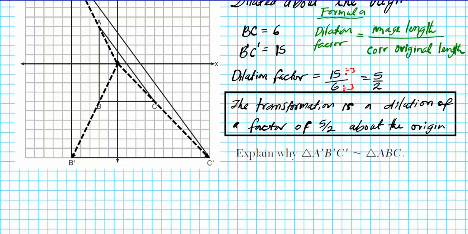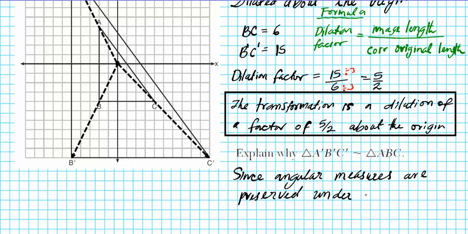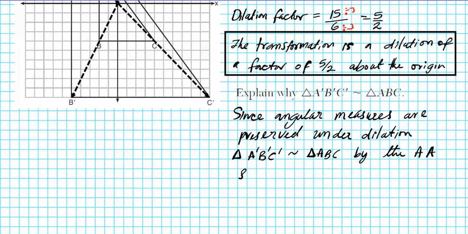Let's see. Since angular measures are preserved under dilation, triangle A prime, B prime, C prime is similar to triangle ABC by the AA similarity postulate. Okay, so that's basically that.